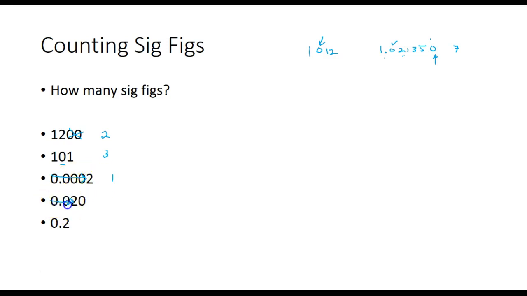I'll do the same thing here, and that 2 is significant, but that 0 is as well because it's on the right-hand end behind the decimal. There are 2 significant figures. And 0.2 is only 1, again, because this 0 is not significant.